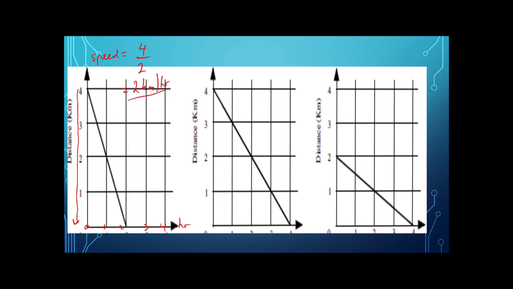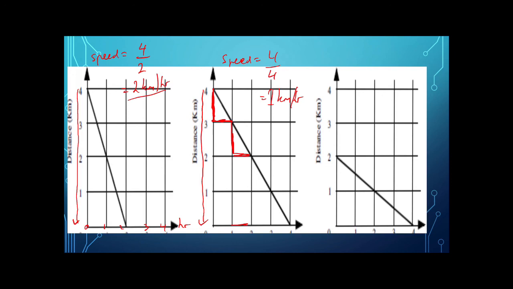Same with this one here. We've travelled 4 kilometers, so speed is 4 kilometers, and we did that in 4 hours, so we're travelling at 1 kilometer per hour. Let's just see if that's true. Well, in that first hour, did we travel 1 kilometer? Yes, we traveled 1 kilometer. In this second hour, did we travel 1 kilometer? Yes, and we notice that it's constant.